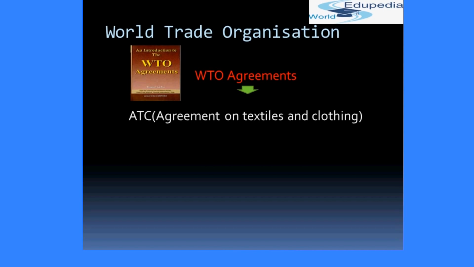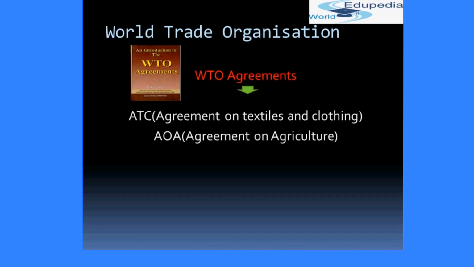Number one is ATC, Agreement on Textile and Clothing. What is this? This agreement was evolved to remove quota restrictions imposed by the developed countries on exports of textiles and clothing from the developing countries. This agreement is considered as a landmark achievement as it immensely benefited the developing countries to expand their textile and clothing exports. So ATC covers all these things.